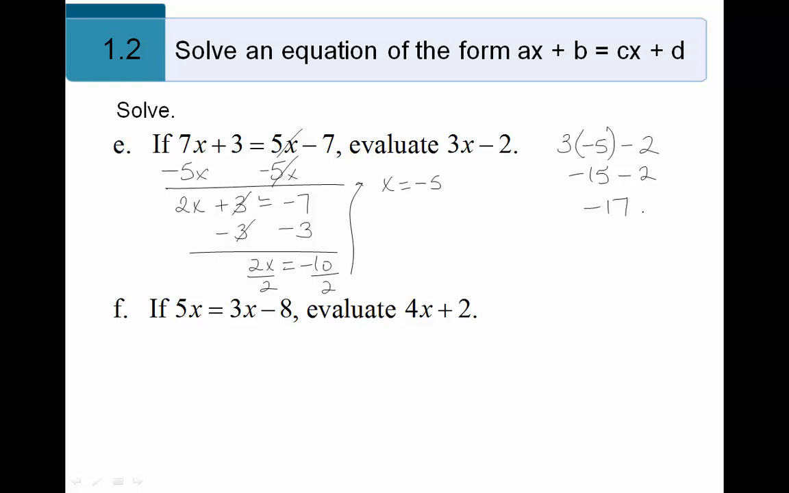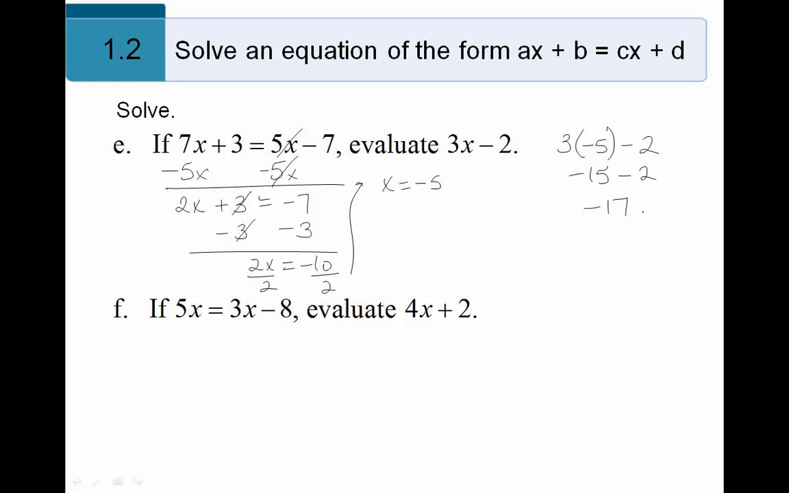Equation F is going to work fairly much the same way. We need to solve the equation first and then evaluate the variable expression 4x plus 2. So let's solve the equation. Step 1, get rid of grouping symbols, combine like terms. There are no grouping symbols, nor are there any like terms. We'll move on to steps 2 and 3. Get the variable on one side, step 2, the numbers on the other, step 3.